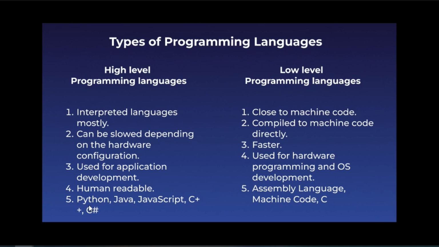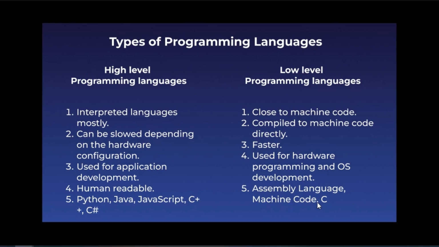Essentially, high level programming languages have translators because the machine and the computer doesn't understand them directly. But it's a lot easier for us to learn and write that code. So therefore, we mostly use high-level programming languages when building applications, right?